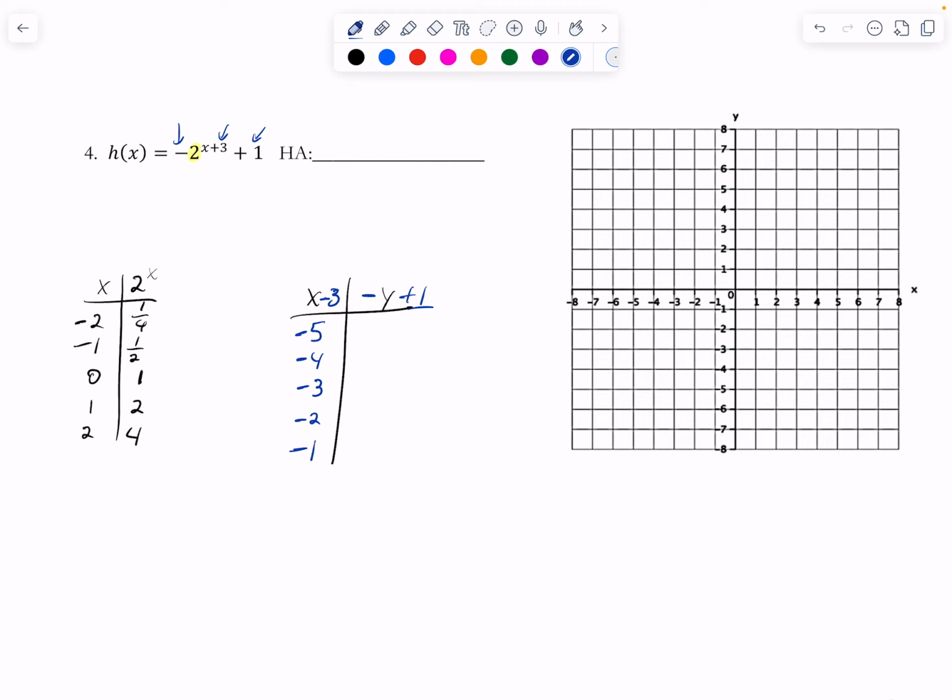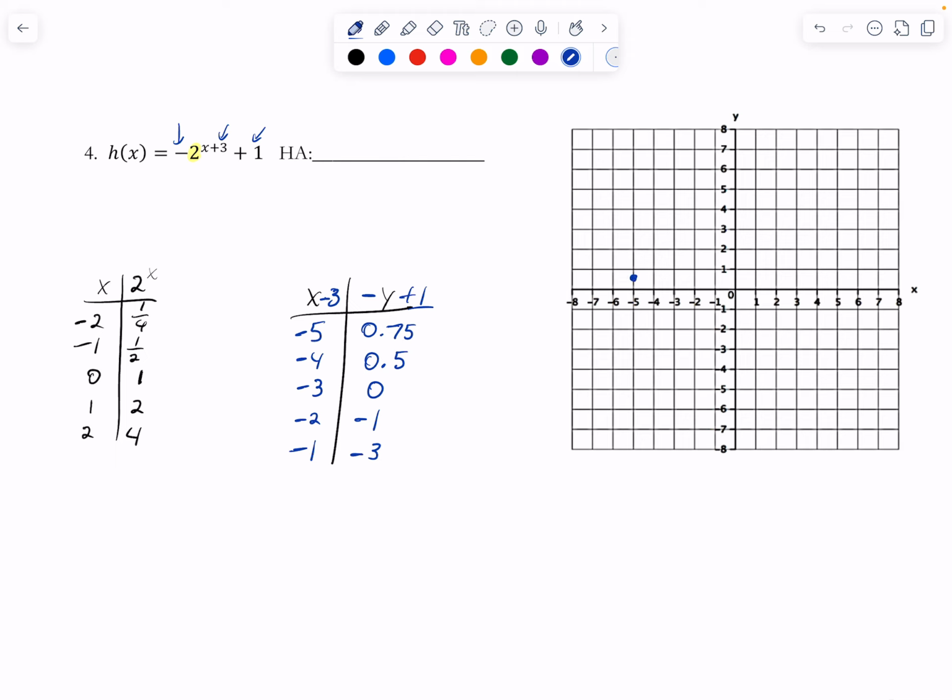And now I'm going to do the opposite of my y values and then add 1. So -1/4 plus 1 is 3/4 or 0.75. -1/2 plus 1 is 1/2, which is 0.5. -1 plus 1 is 0. -2 plus 1 is -1. And -4 plus 1 is -3. All right, so let's graph this new one.